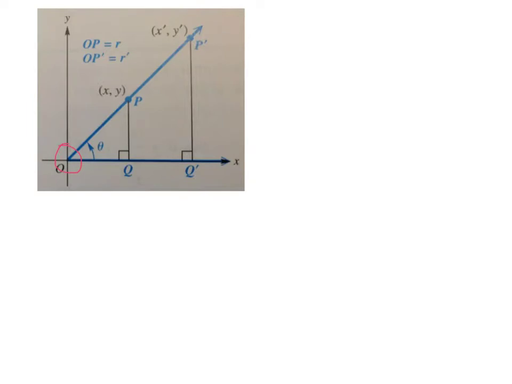So what they've done is they've shown you a point P defined as some xy value. The distance from O to P is defined as r. They've then shown a point P prime. That's what that little apostrophe means. Its coordinates are x prime, y prime, and the distance is r prime. So what they've done is they've actually created 2 triangles. The first triangle is triangle OQP, and it's here. The second triangle is OQ prime P prime, and it's here.